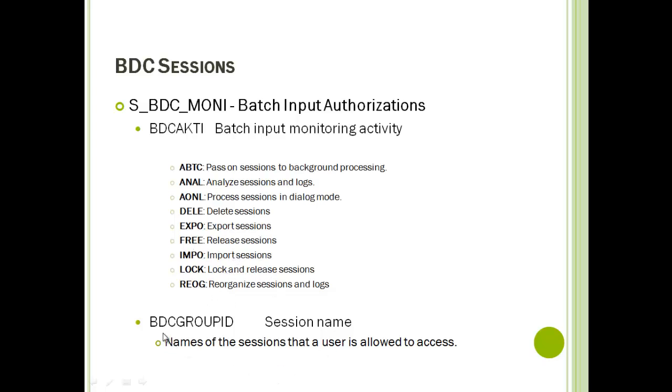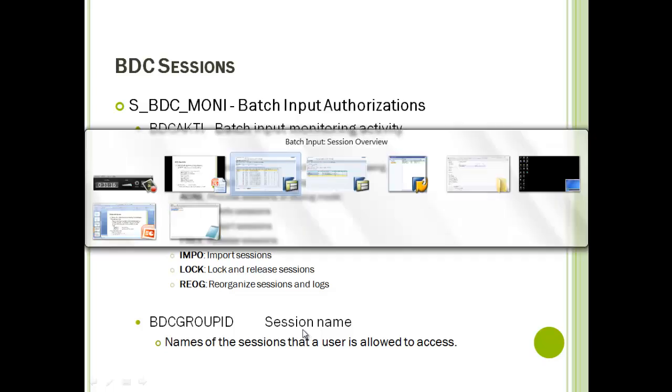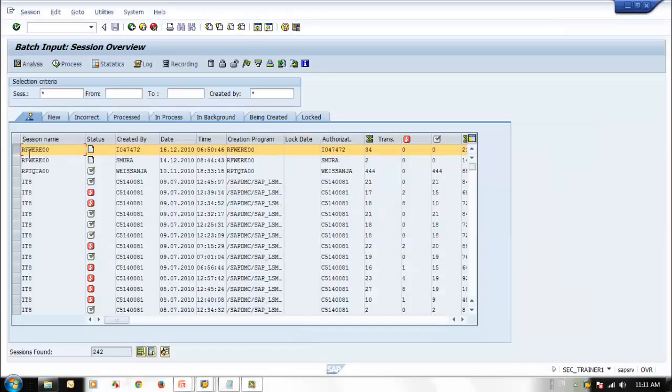Then we have BDC group ID, where we can specify the session name. If we go to SM35, you can see the session name. So we can restrict based on the session name so that they can access only that specific session. So let's go back to the presentation.